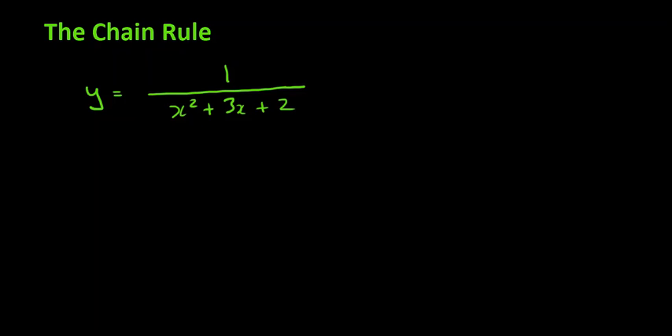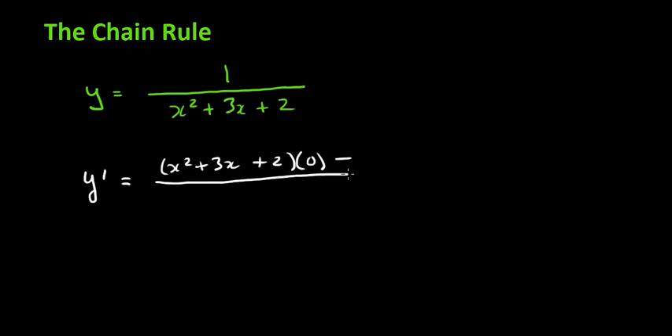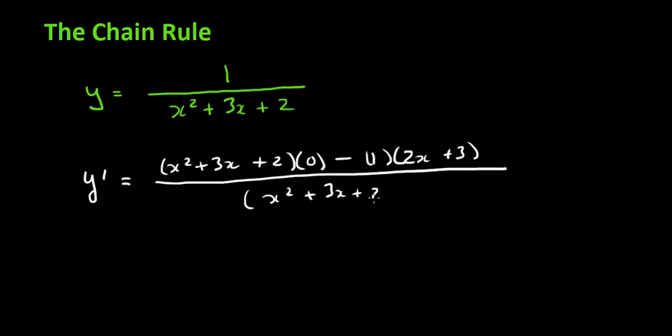So let's differentiate this function with the quotient rule, which, if you remember, is the bottom function multiplied by the derivative of the top, and then we realize the derivative of the top is 0, so that is all going away in a few more seconds, and then minus the top multiplied by the derivative of the bottom, which is 2x plus 3, and that is all over x squared plus 3x plus 2. Now remember, you have to square your bottom in the quotient rule.